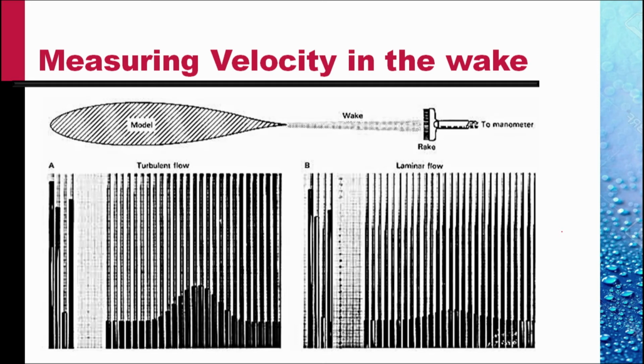This is an arrangement in which we measure the velocity of the flow in the wake of a streamlined body. We use a rake of pitot tubes in the wake of the body. The number of tubes come out here and are connected to the various tubes of the manometer. These are manometer tubes which are connected to a reservoir type of manometer. The first picture is about a turbulent wake and the second picture is about a laminar wake.